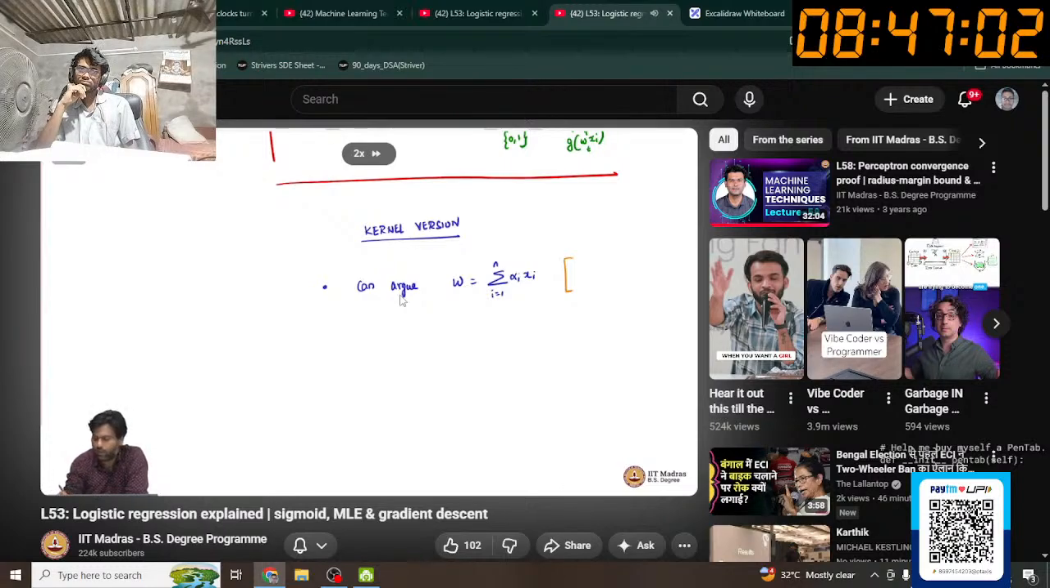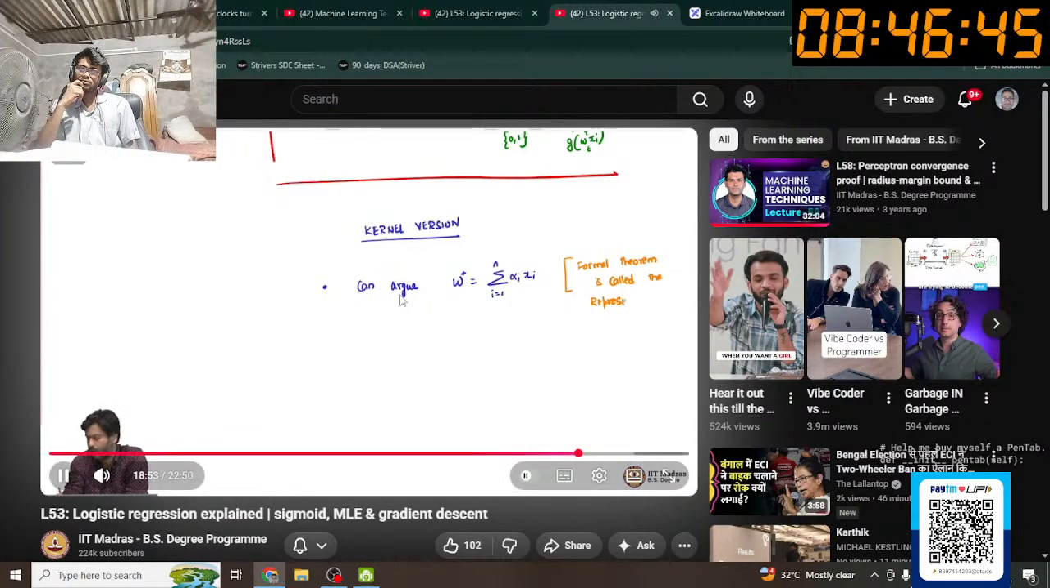The fact that W has to be in this form, again, is just for your understanding and knowledge. We are not going to delve deep into this, but the formal theorem guarantees that W will be a linear combination of your data points. W meaning W star, the solution that solves the logistic regression problem, has to be of this form. This is called the representer theorem. For those who are curious, you can look up the representer theorem.